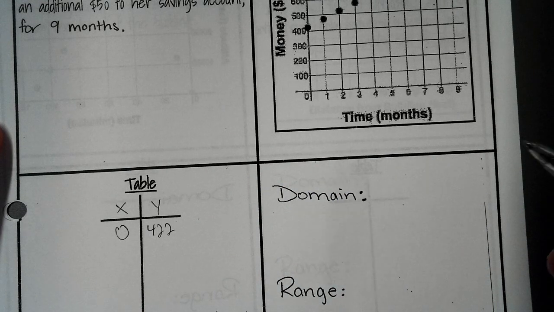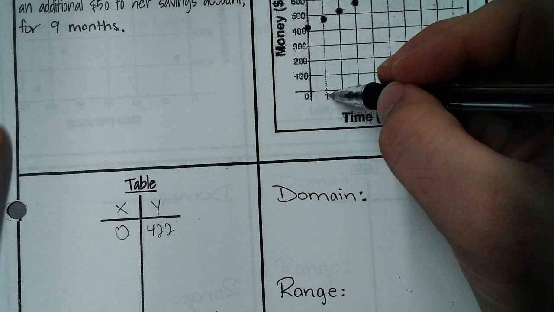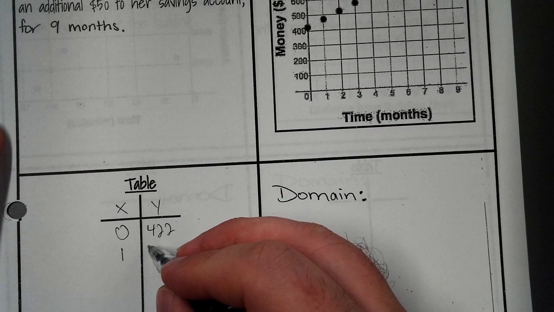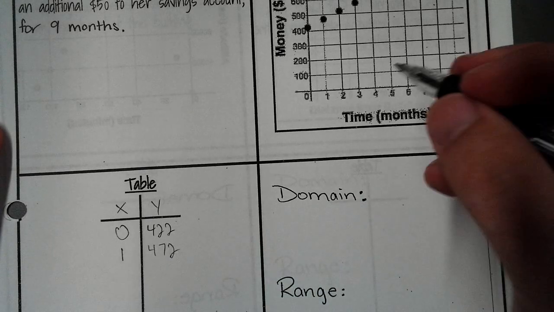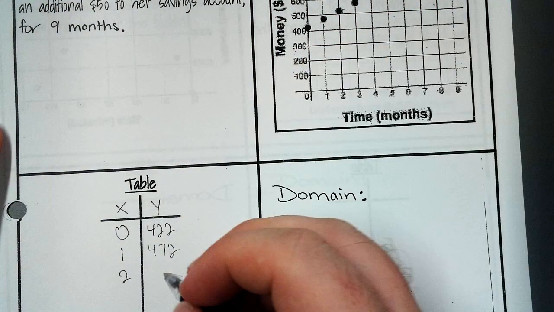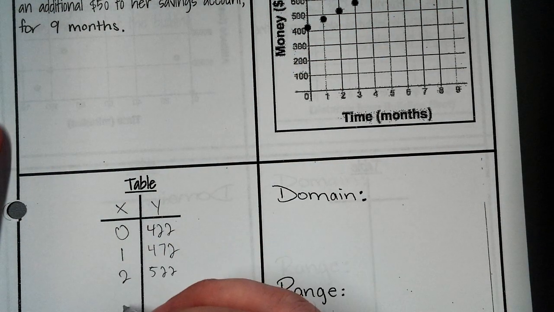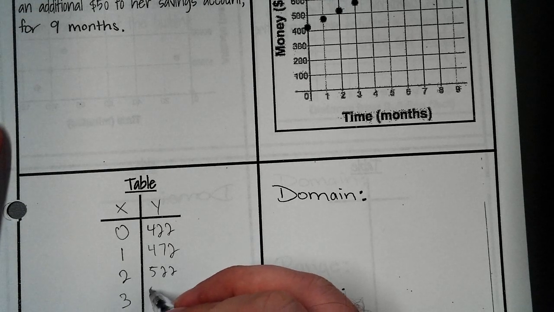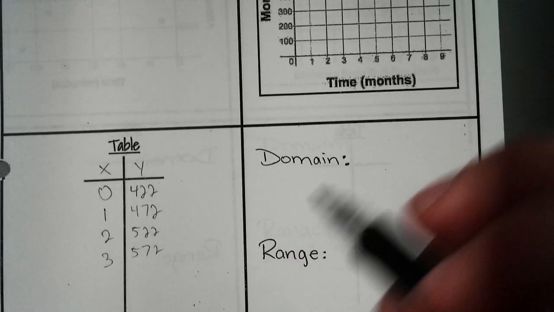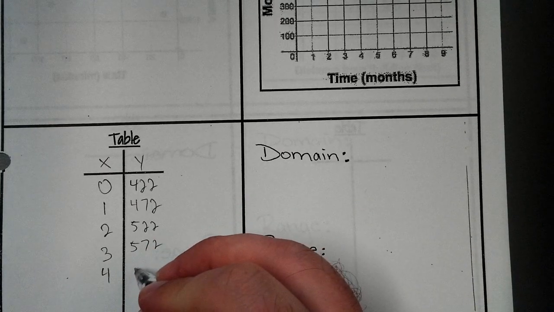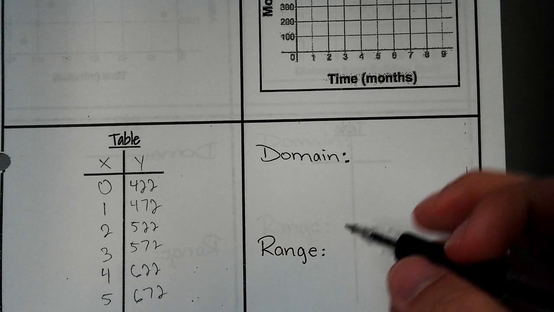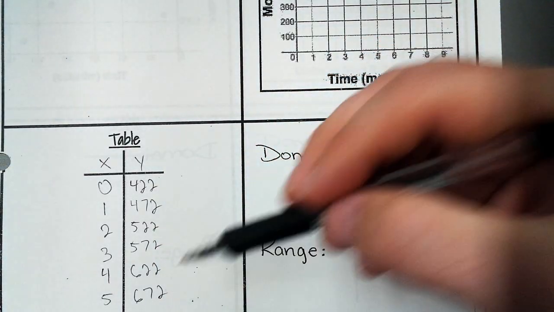And now we've got our next value, 1, and it adds $50 each month. So 1 and 422 plus 50 is going to be 472. And then at 2 months, it's going to add 50 more to that, so that's going to be 522. At 3 months, add 50 to that, 572. And it's going to match up with these points over here. Should look really similar. At 4 months, it's going to be 622. At 5 months, it's going to be 672. And now we have 1, 2, 3, 4, 5, 6.